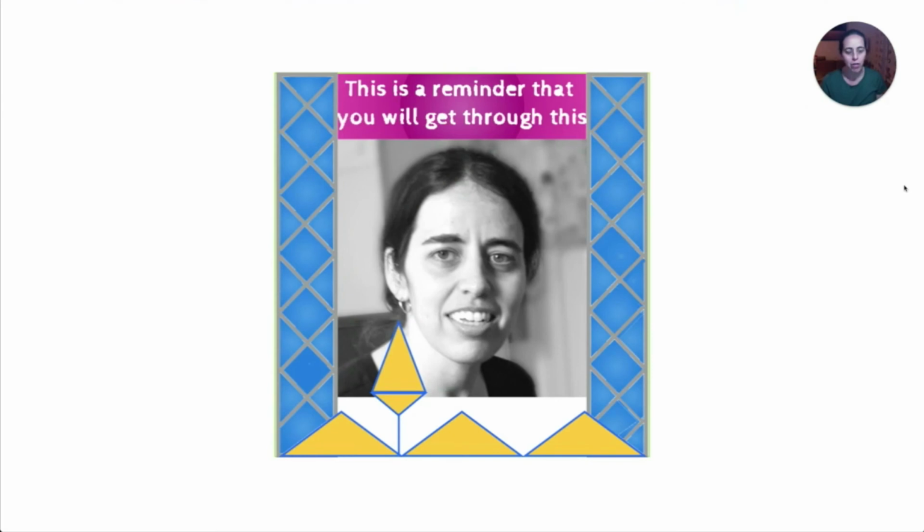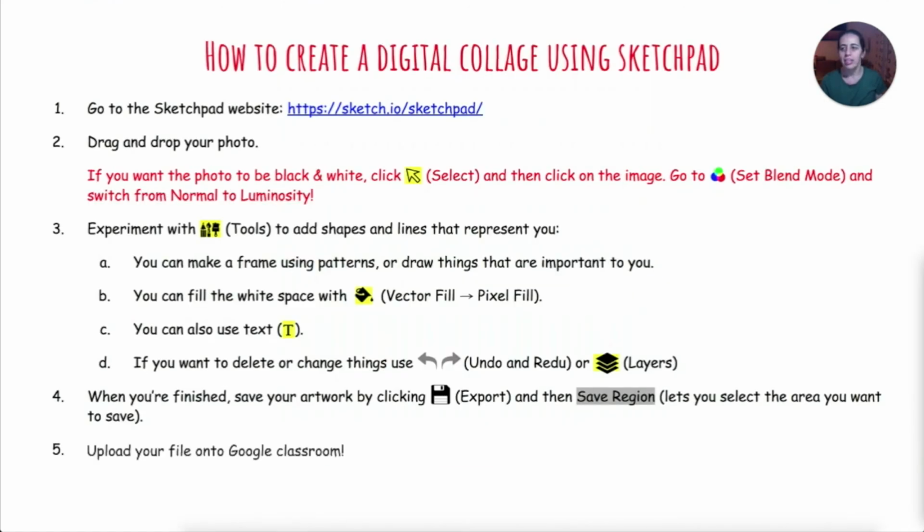So very quickly, let's go over what we did today so you can do it by yourself later on. How to create a digital collage using Sketchpad. Go to the Sketchpad website to drag and drop your photo. Remember that if you want to convert from color to black and white, you can use the set blend mode and switch from normal to luminosity. Experiment with the tools to add shapes and lines that represent you. You can make a frame using patterns or draw things that are important to you. You can use any of the tools, okay? We just used a few of them today.